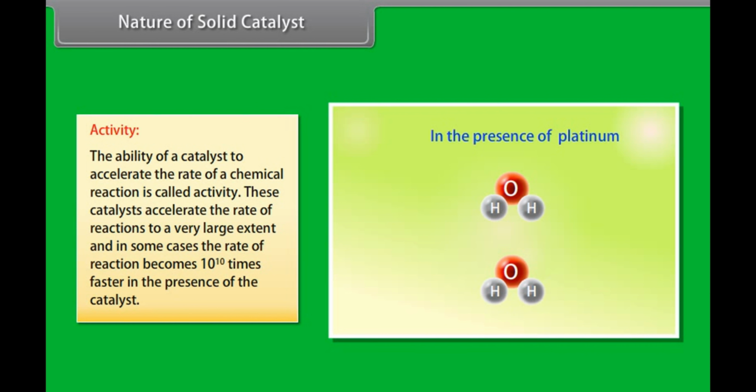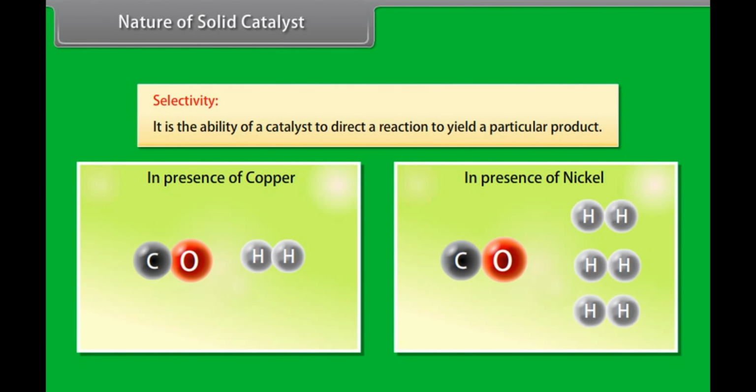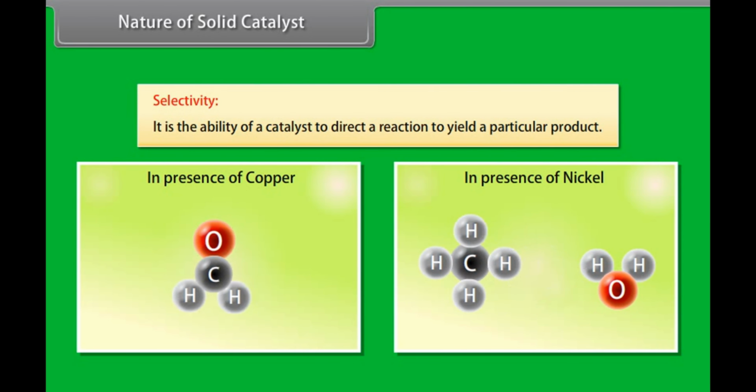For example, a mixture of pure H2 and O2 does not react, but in presence of catalyst platinum, they combine to form water and the reaction takes place with explosive violence. Selectivity. It is the ability of a catalyst to direct a reaction to yield a particular product. For example, carbon monoxide and hydrogen react to give different products in presence of different catalysts.